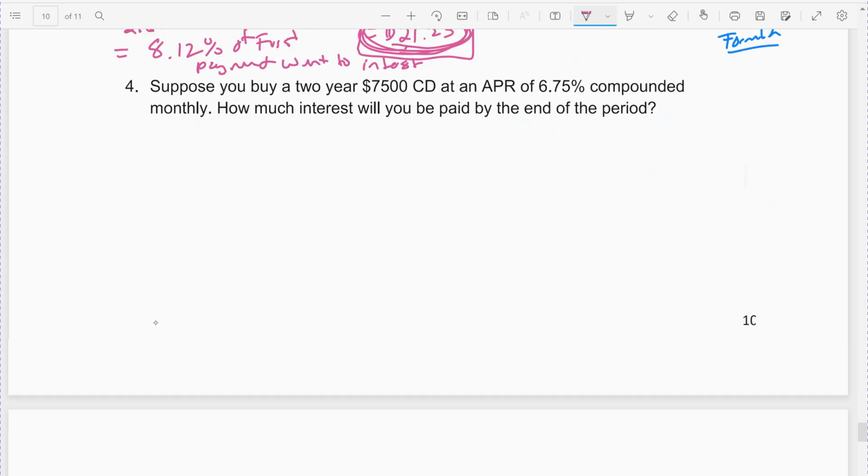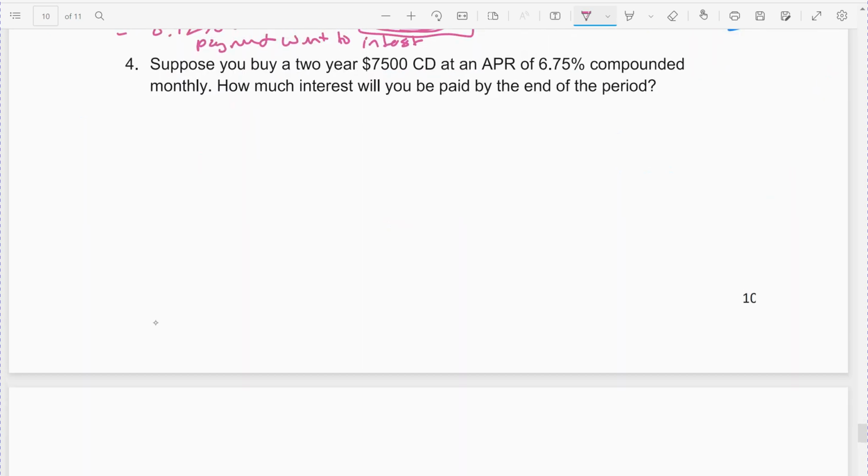All right, problem number 4. Suppose you buy a 2-year, $7,500 CD, APR of 6.75% compounded monthly. How much interest do you pay? This one I threw in there because there's a problem like this in your homework. This is a throwback question. Notice there's nothing in here about borrowing money. This is an investment.